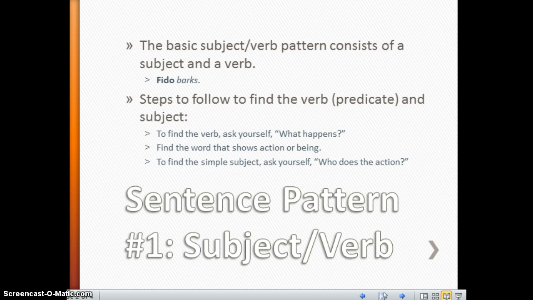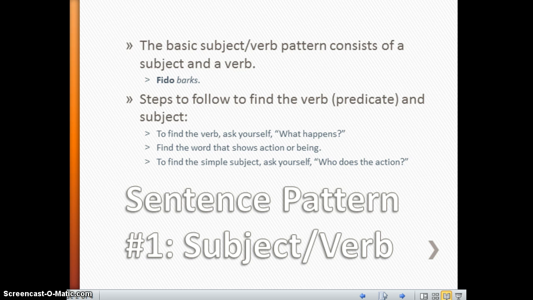Here are the steps to follow in order to find the verb, which is called the predicate, and the subject. To find the verb, you need to ask yourself what happens. We're going to look at the sentence I gave you at the very top that says Fido barks. So we ask ourselves what happens. Well, barks. That's what happens.